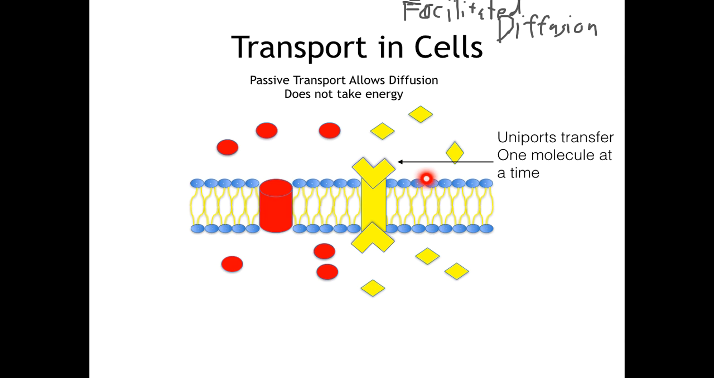Now, you'll note that these proteins that I've showed you here, these are uniporters, right? This is a red uniporter. All it does is move the red dots. This is a yellow uniporter. All it does is move the yellow diamonds.